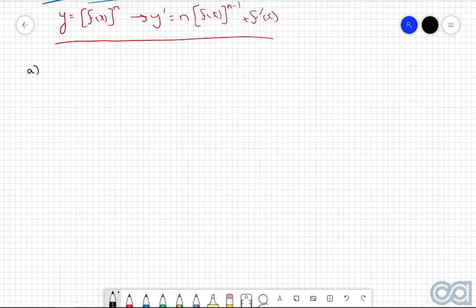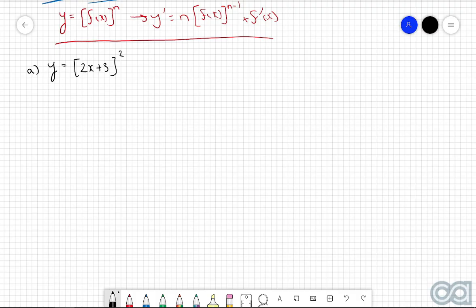Question A. Let's say we've got y equals 2x plus 3 to the power of 2. Nice simple one. Realistically, we could very easily do this one by just expanding and multiplying out the brackets and then simplifying from there. However, let's use the chain rule just to make our lives a little bit easier.